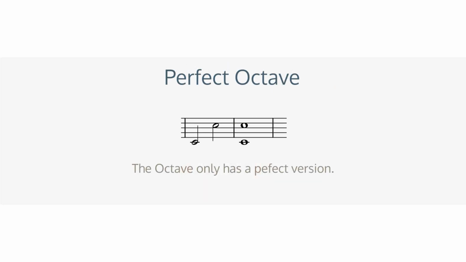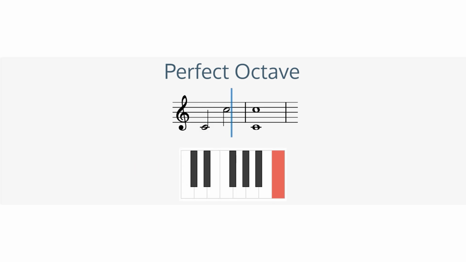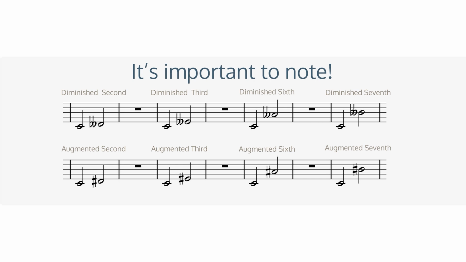The octave only has a perfect version and it's larger by a minor second than the major seventh. The notes in the octave have the same names but different pitches. It's important to note that there are diminished and augmented versions of the second, third, sixth, and seventh intervals. Here, enharmonic equivalence occurs between the corresponding intervals. For example, a diminished seventh interval is an enharmonic equivalent of a major sixth.